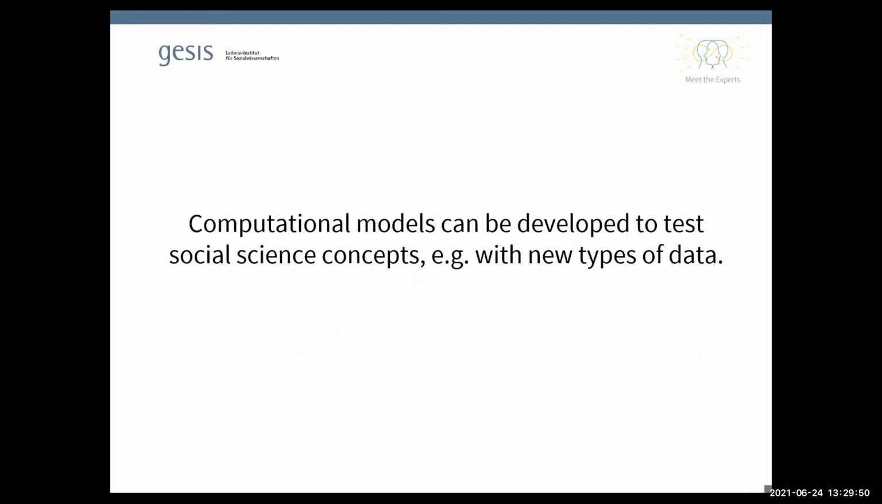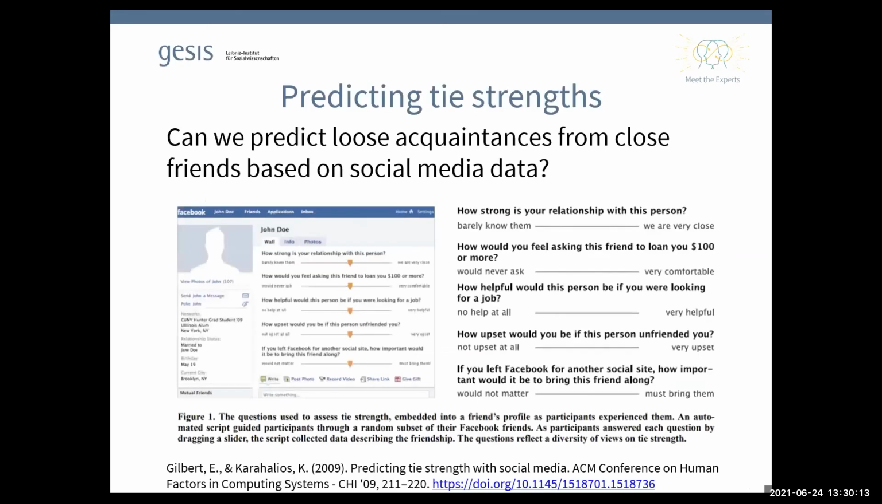Computational models can also be developed or used to test existing social science concepts with new types of data, with other types of data. And so this is another area where we see convergence of computational methods and traditional social science knowledge. One example for this would be the paper on predicting tie strengths.